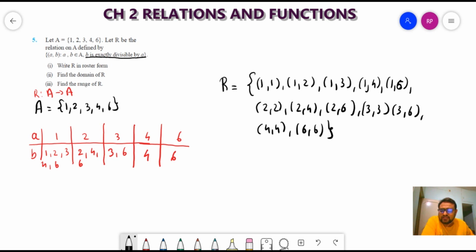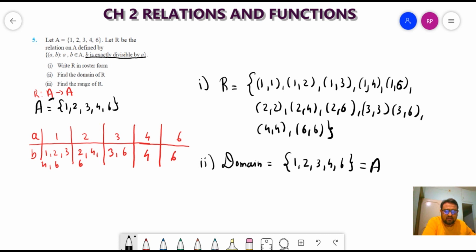Now the second part is you have to write down the domain. So domain will be equal to the values of A I have taken: 1, 2, 3, 4, 6. That is A, right? Because this is the domain. Clear? And third, you also have to find the range.